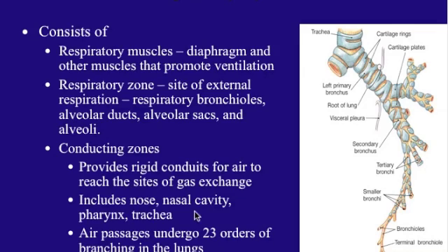Conducting zones provide rigid conduits for air to reach the sites of gas exchange. This includes the nose, the nasal cavity, the pharynx, the trachea. The air passages undergo 23 orders of branching in the lungs, as you can see from this picture.